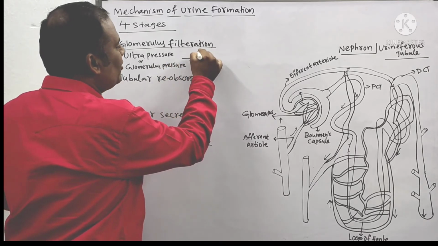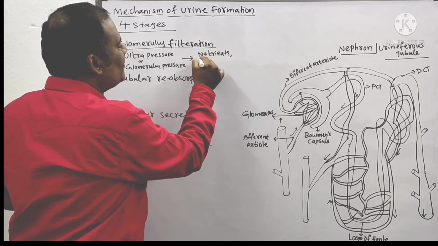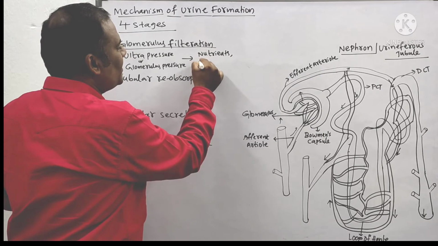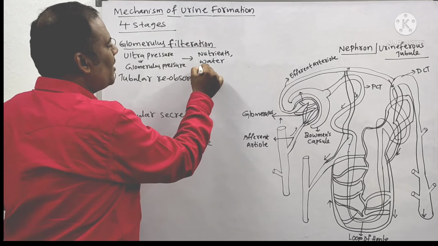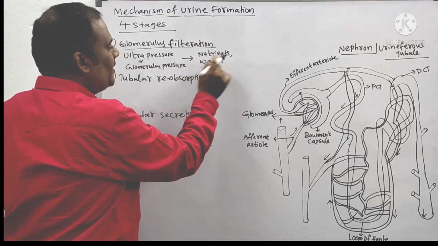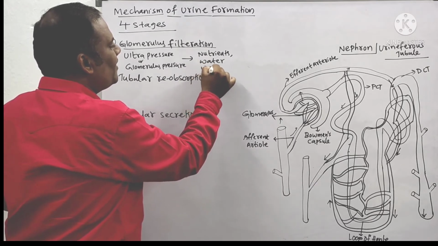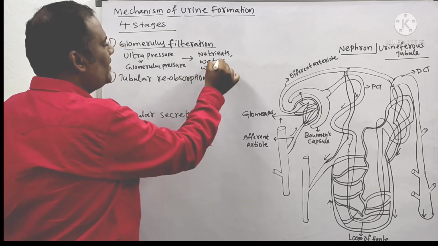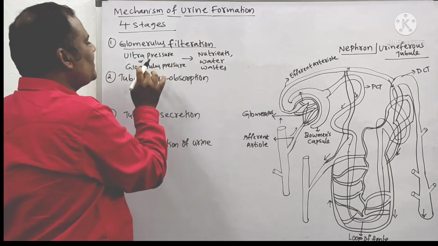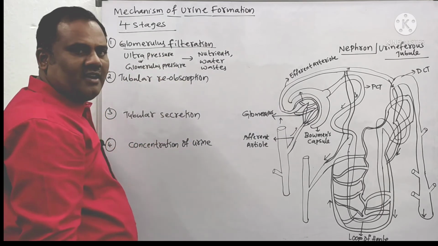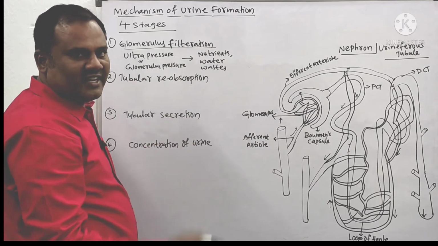The useful molecules, like the useful nutrients as well as the useful water molecules, and at the same time the waste, get filtered. So that is called glomerulus filtration, due to the pressure developing. This is called ultra pressure or glomerulus pressure, and this is also called ultra filtration or glomerulus filtration.